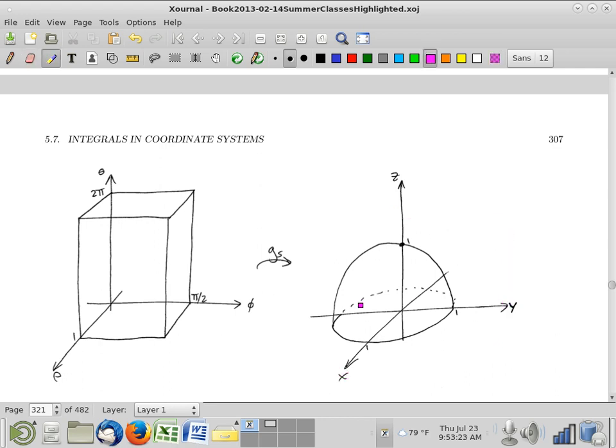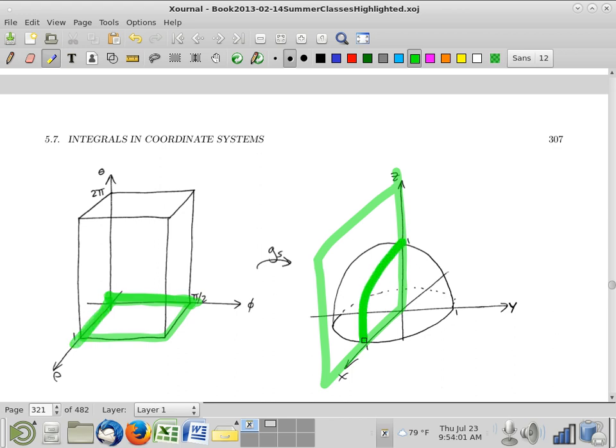Well, I claim it ends up being a rectangle, and let's again think through the different faces of this rectangle. We'll start with this bottom face. What is that bottom face? Well, that bottom face is where theta equals 0. So that bottom face is going to be in that plane. Specifically, it's the part where phi goes from 0 to pi over 2, and rho goes from 0 to 1. So it's that.